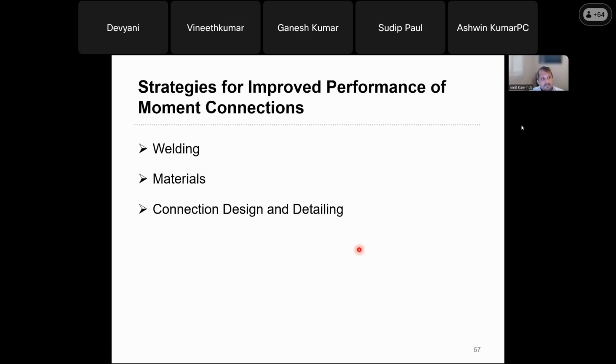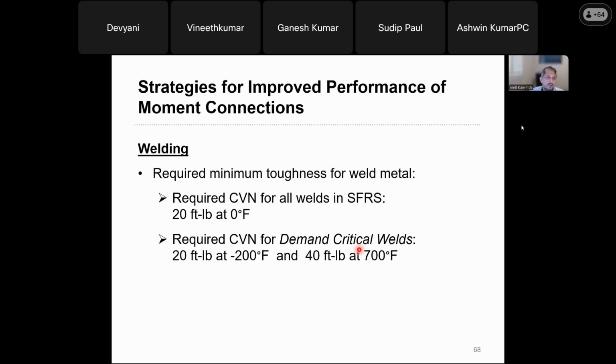In addition to that, there were a lot of welding practices and materials that were found to be deficient. And there were also connection design and detailing issues that were found to be deficient. So first off, the main thing that I think a lot of us did was we started requiring toughness rated weld materials for all of these connections.